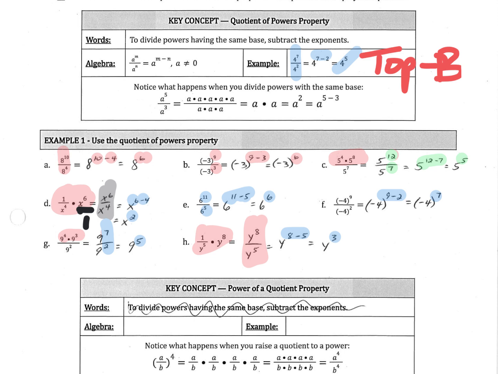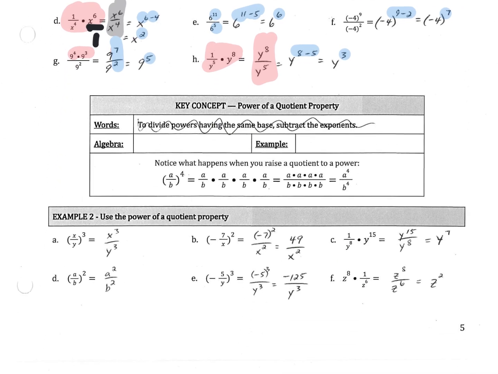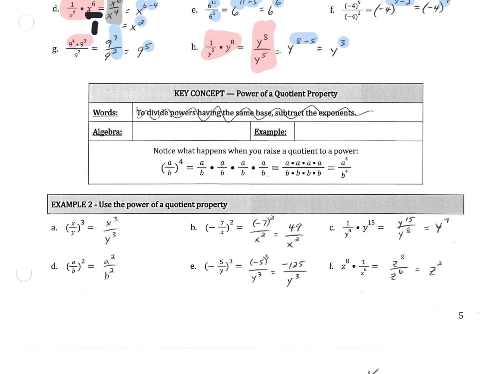So this is called the quotient of powers property. You can see up in your key concept. Term with the same base divided by another term with the same base. We subtract exponents. So let's take a look at the second example that you might see, or what you might call the second situation.